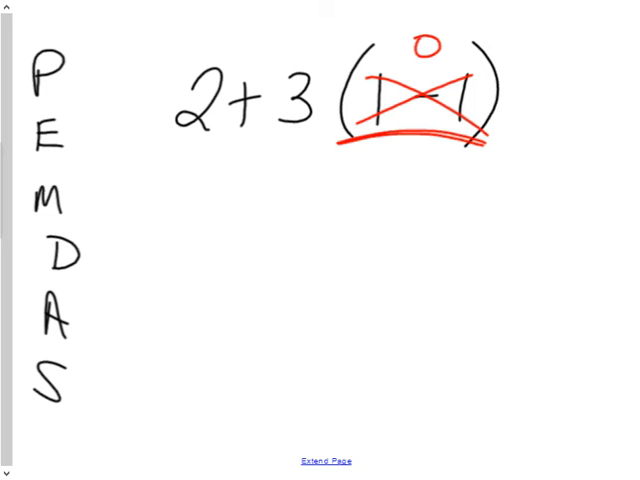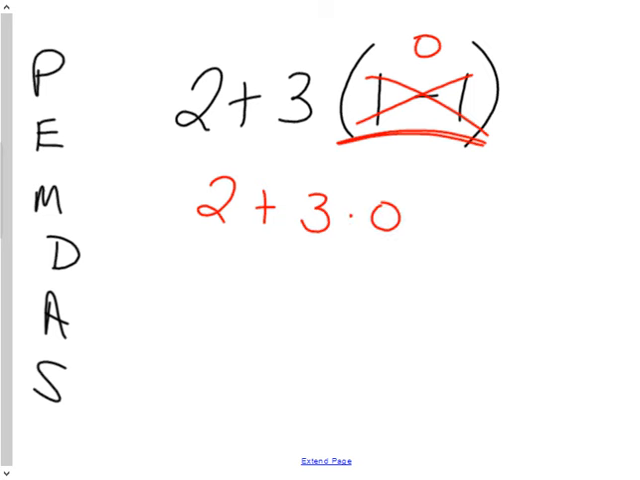Now, this part is where a lot of people screw up. They know that they have to do parentheses first, so they do that. But then they just think, so now I'm going to go from left to right. No, you never go from left to right until you're down to only one thing left. So I'm going to rewrite this problem. 2 plus 3 times 0.